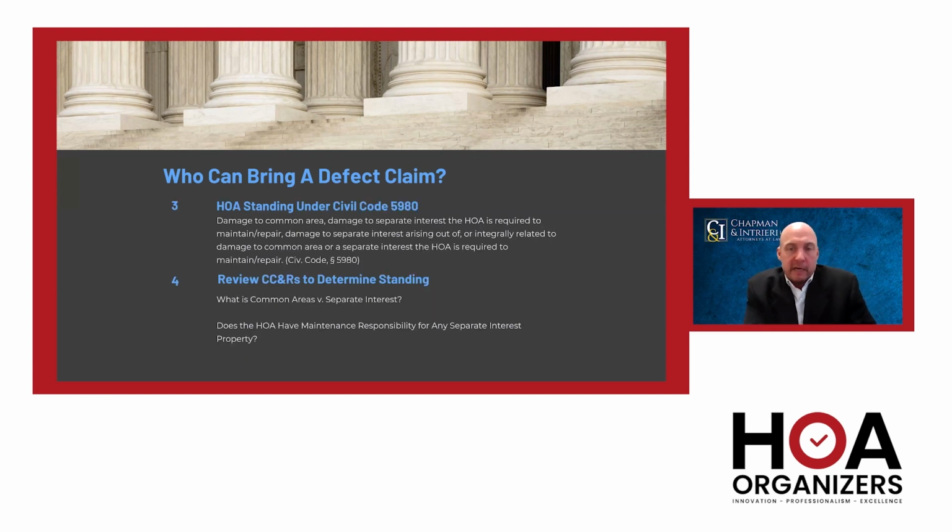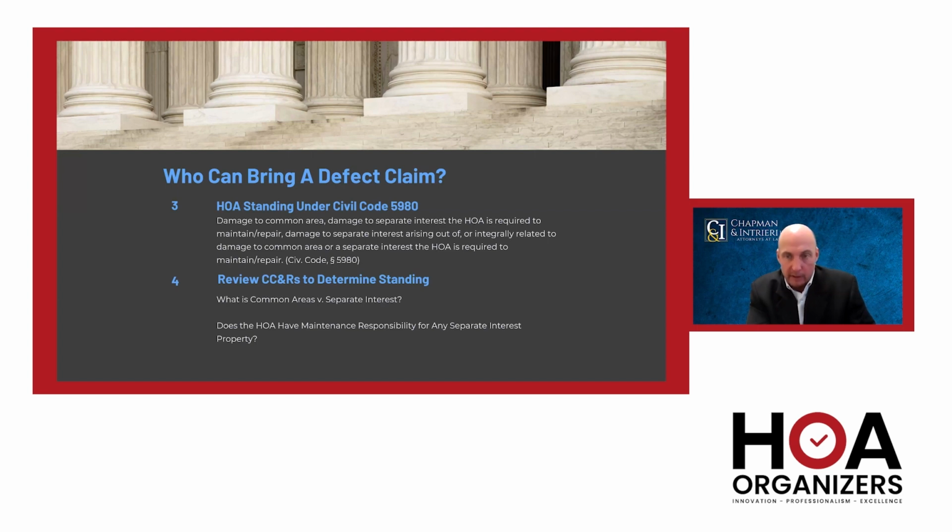The Civil Code provides the HOA with standing to bring a claim without joining the individual homeowners in the process, as long as the claim relates to damage to the common area, or damage to a separate interest that the HOA is required to maintain or repair, or damage to a separate interest arising out of or integrally related to damage to common area or a separate interest the HOA is required to maintain or repair.